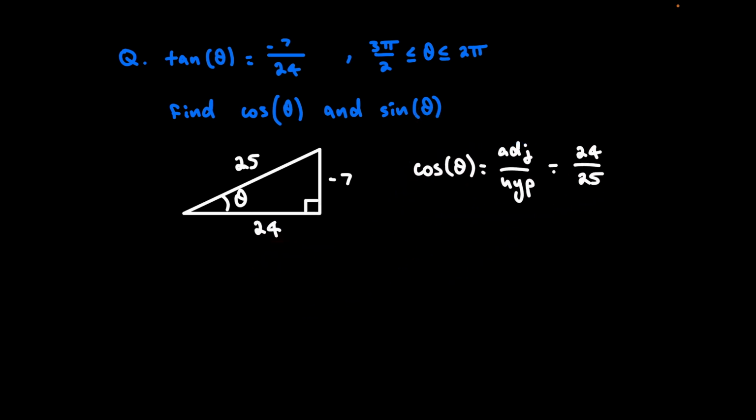So now let's do the exact same thing with the sine of theta. So we know, according to this triangle, the sine of theta is simply going to be the opposite over the hypotenuse. And in this case, we have that the opposite is -7.